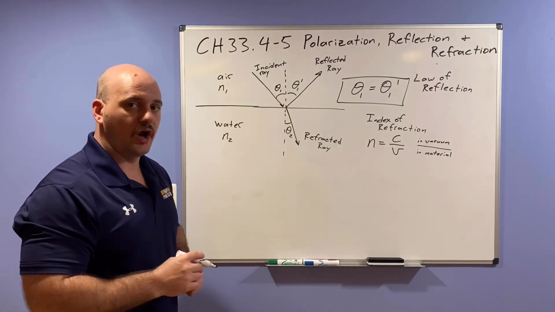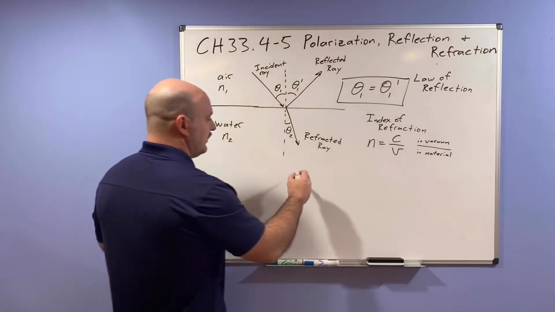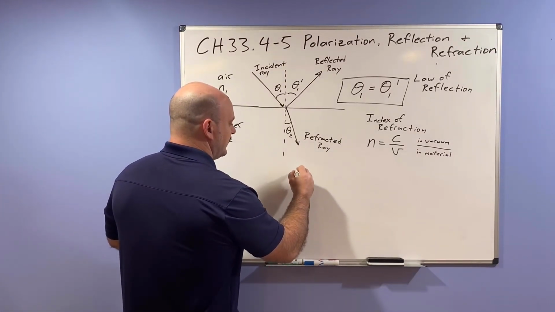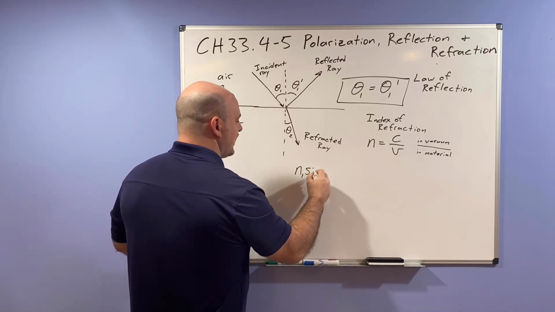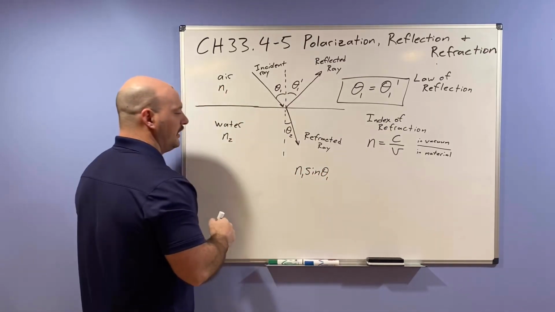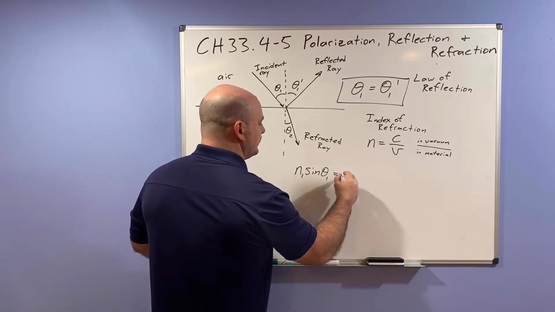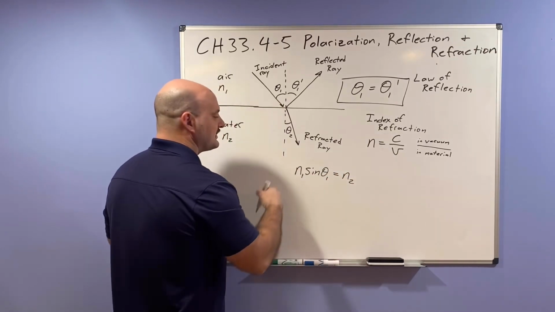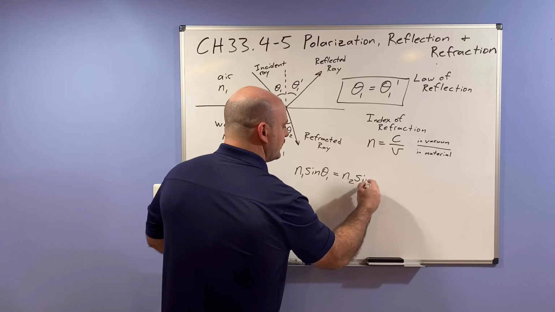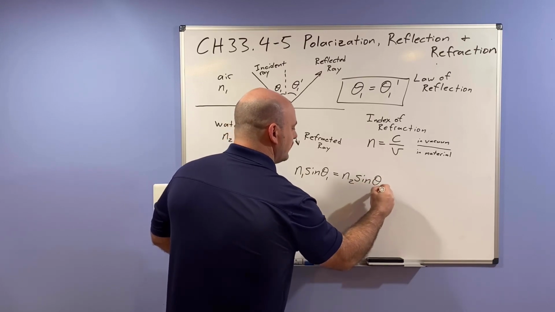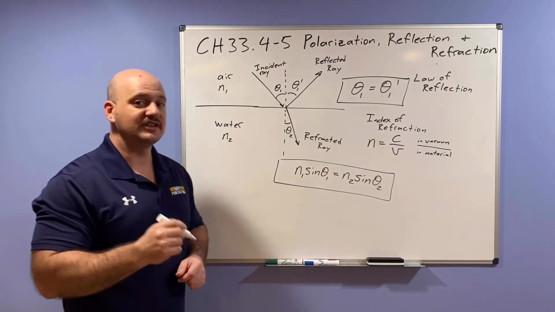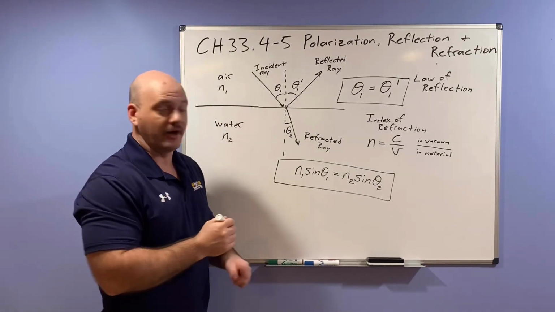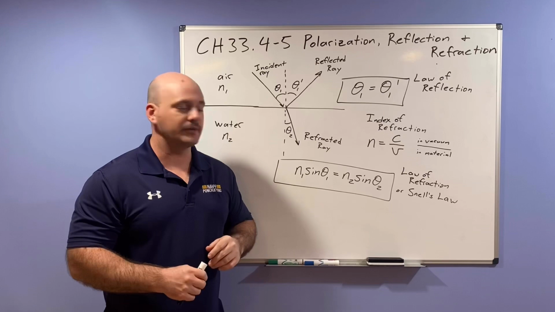Now here's what the law of refraction states: the index of refraction in the incident material times the sine of the incident angle theta 1 must be equal to the index of refraction in the refracting material times the sine of the refracted angle theta 2. This is the law of refraction, otherwise known as Snell's law, after some guy named Snell. Okay, so that's it for reflection and refraction.